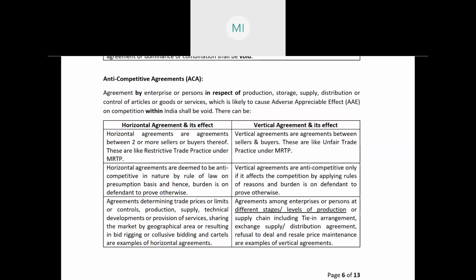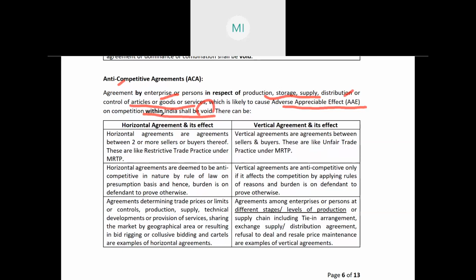So now we are starting on anti-competitive agreements. Any agreement by any enterprise or persons in respect of production, storage, or supply of goods or material or services which is likely to cause adverse appreciable effect on competition within India shall be void. Void is a nullity in law, right? So an agreement, if it creates adverse appreciable effect on competition within India, shall be void.